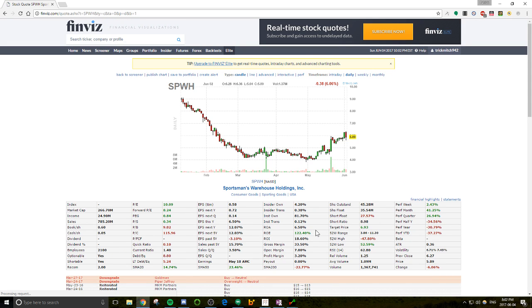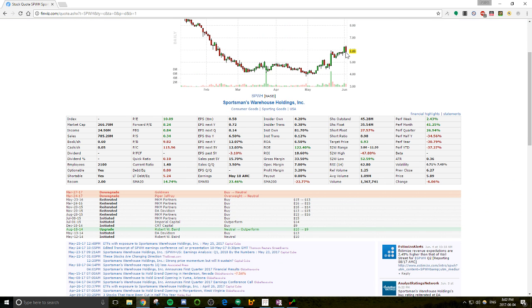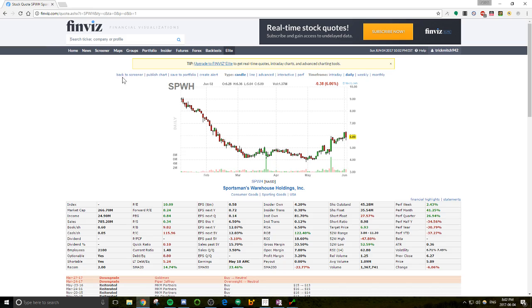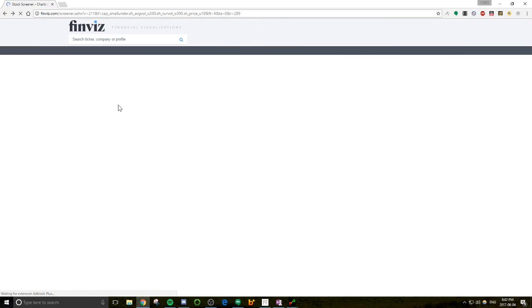You know, SPWH may be interesting, although it had a red day on Friday and couldn't continue the breakout. You could put it on watch, right, for the reclaim of 6. So okay, that's basically it.